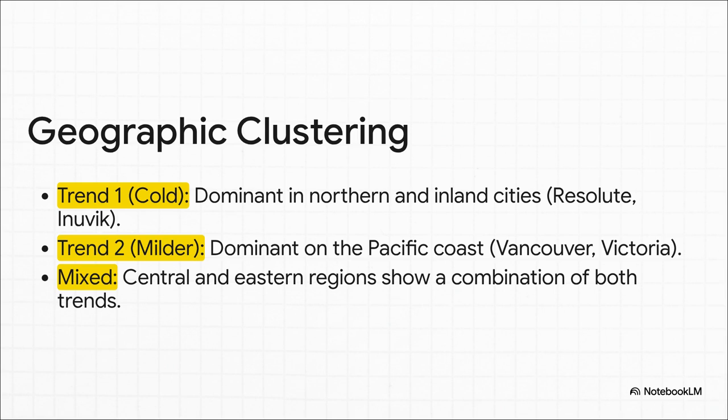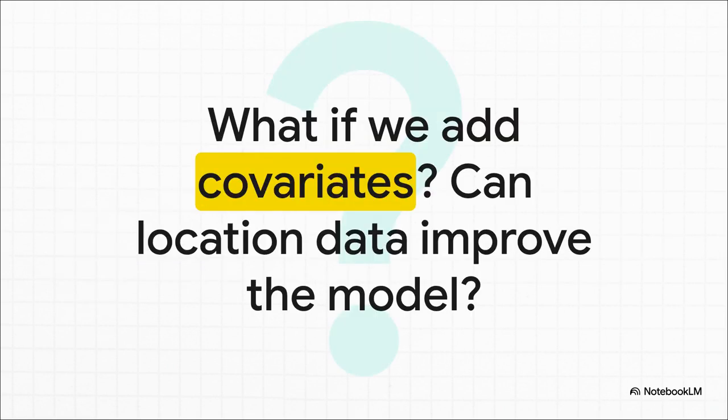But this is just clustering. We can see the pattern, but can we actually model it? Can we make this thing predictive? And that's the million-dollar question, right? What happens if we actually give the model some help? What if we feed it the longitude and latitude of each city as covariates and ask it to use that information to explain these patterns?